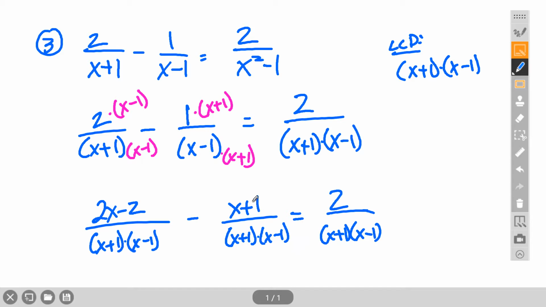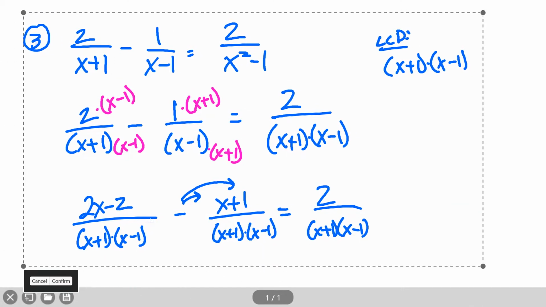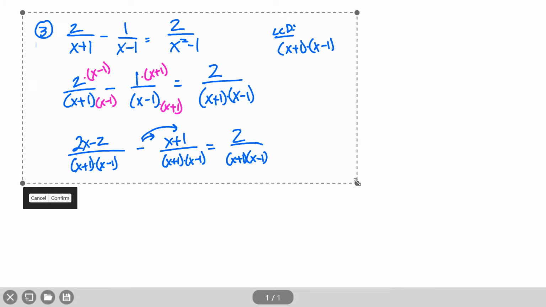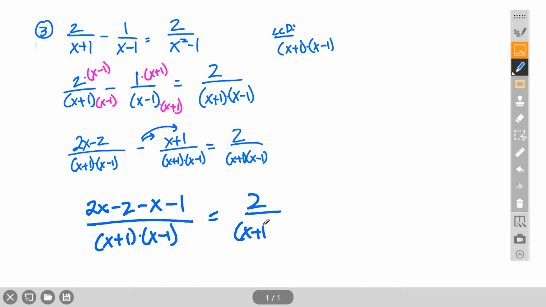Now, when you combine these two into a single fraction on the left side, keep in mind both the x and the 1 are being subtracted. So when they get combined, and I gotta make this smaller because I'm out of room, when they get combined here into a single fraction, 2x minus 2, it's now minus x minus 1 over x plus 1 times x minus 1. And then 2 on the other side, also over our LCD. Now we can ignore the denominators. 2x minus 2 minus x minus 1 equals 2. And solve this equation right here.